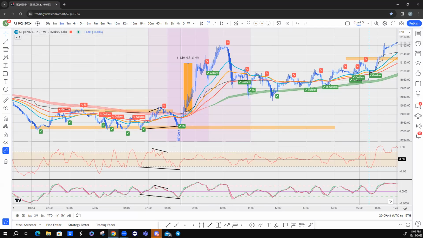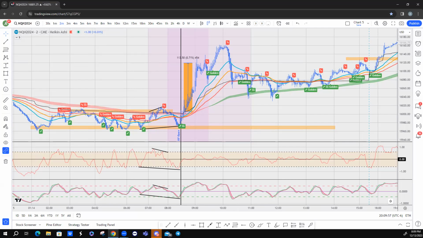So here, Nikki's saying, can I use regular candles instead of Heikin-Ashi? You could use regular, but I think these things were configured with Heikin-Ashi. So that's something that you would need to back test.